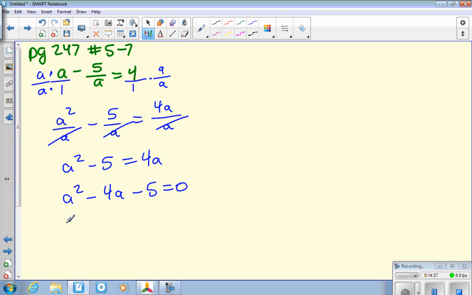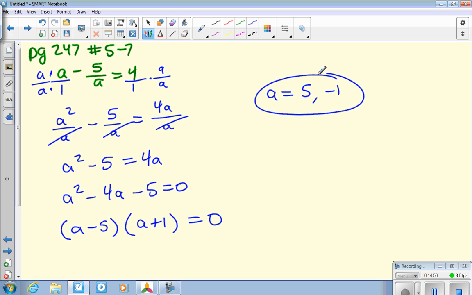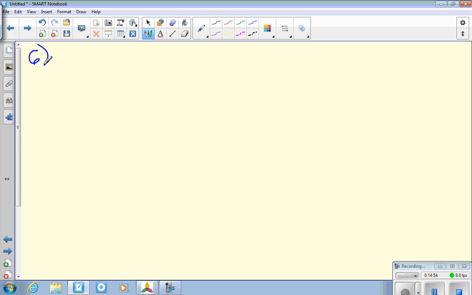Now this is easily factorable. We get (a minus 5)(a plus 1). So the solutions are 5 and negative 1. So this was, sorry, number 5. Number 6 is 9 over b plus 5 equals 3 over b minus 3.